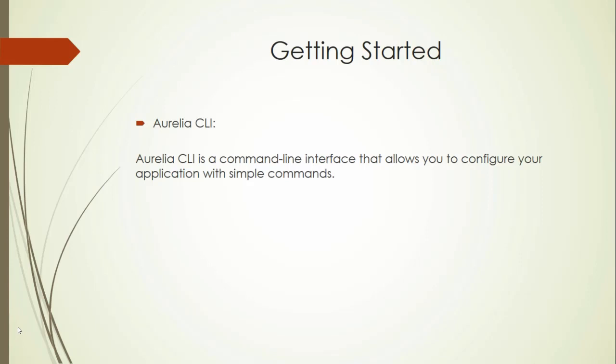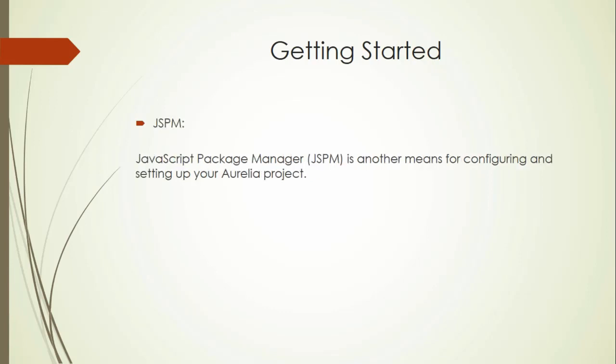Now moving on to Aurelia CLI. Aurelia CLI is a command line interface that allows you to configure the application with simple commands. For installation of Aurelia CLI, the command is npm install -g aurelia-cli. We'll have a look at that later when we focus on the environmental setup. It has the inbuilt configuration of the basic Aurelia application and the folder structure. That is important.